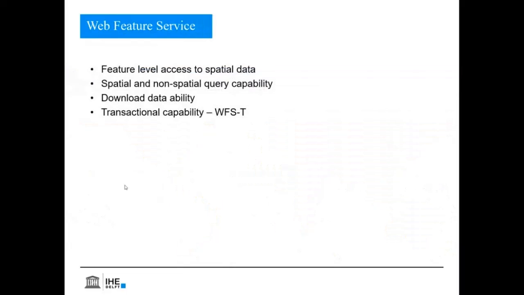So web feature service is feature level access to spatial data. So you actually have access to the data itself. Spatial and non-spatial query capability, you can download the data. And another very interesting part of the WFS specification is WFS-T, which is transactional capability. That means you can create a WebGIS where you can digitize and store it in the database. So the user can digitize in the WebGIS, and it's a two-way transaction with the database or with the shapefile.